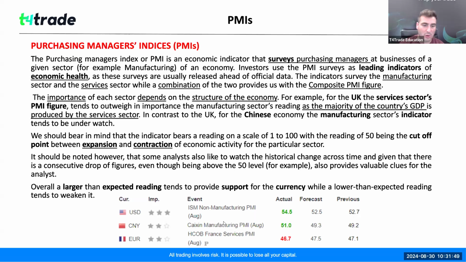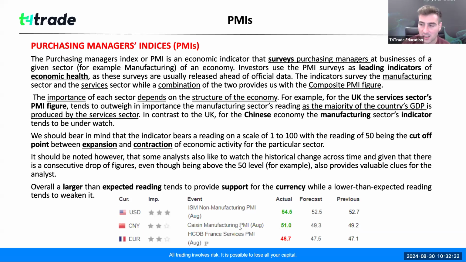Next up, we have the Caixin manufacturing PMI of China. The prior was 49.2, which means it was in contraction territory. The expectation was for the contraction to slow down from 49.2 to 49.3, but the actual result was above the 50 level and above expectation, so a much quicker acceleration. That is also super good because we crossed the 50. So growth in that month on the manufacturing front in China was much better than expected. Flows into the yuan are expected in the FX market.